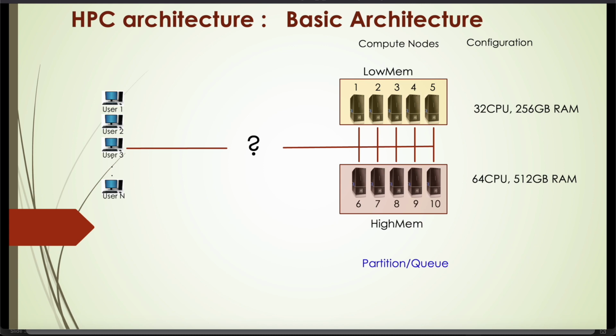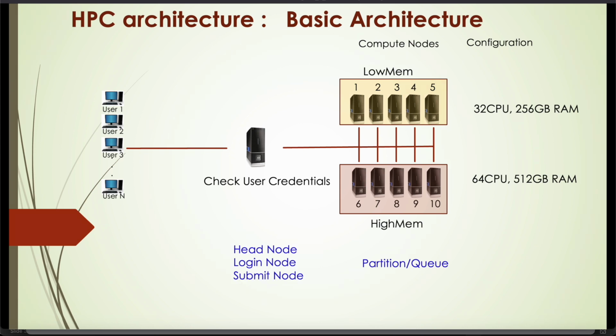The second thing is there is no coordination in terms of who is using which compute node and where. So that's why, in practice, an additional machine is put in front of the rest of the cluster. This front-end machine is often referred to by different names. You might hear it as a head node, login node, or submit node. They all mean exactly the same thing. This is a front-end machine.